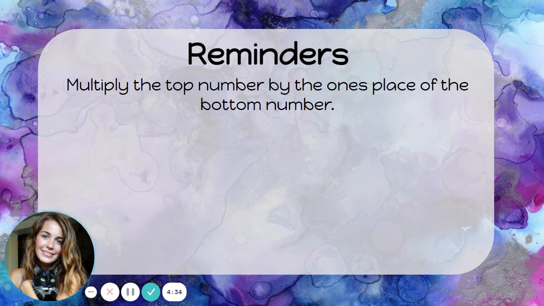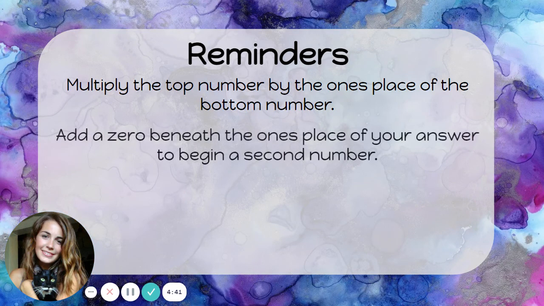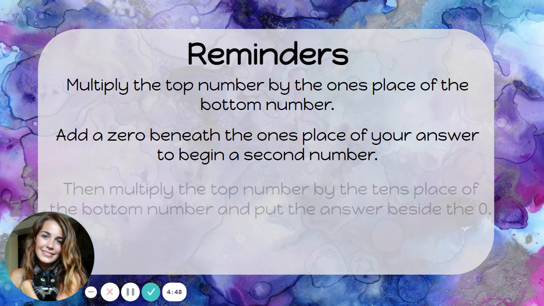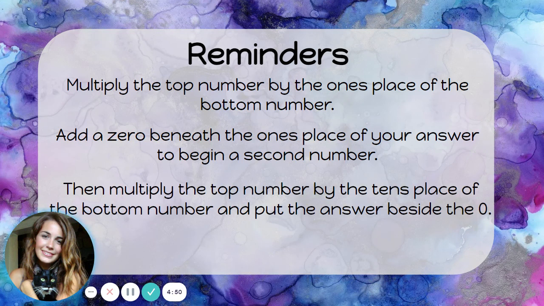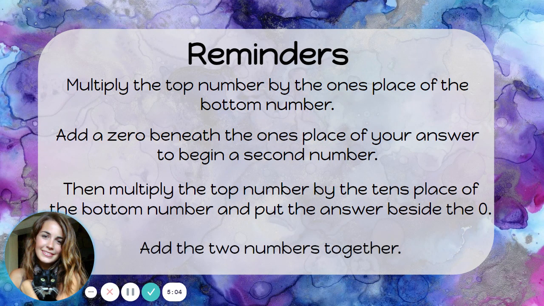Here are some reminders. Multiply the top number by the ones place of the bottom number. That's going to make your first number in your answer. Add a 0 beneath the ones place of your answer to begin the second number in your answer. Then multiply the top number by the tens place of the bottom number and put the answer beside the 0. Now you should have two numbers written under the equal sign. The last step is just to add the two numbers together to get your final answer.